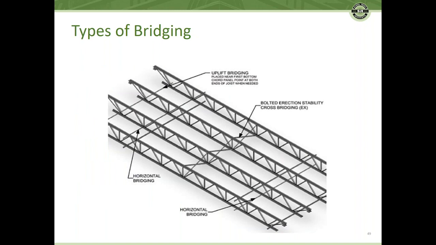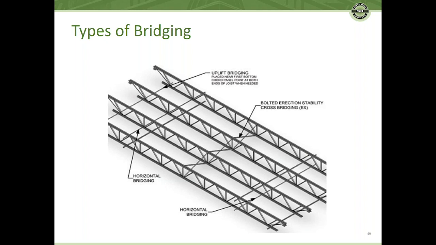Here's kind of a little sketch that shows different types of bridging. There's really three different types of bridging. There's uplift bridging, there's bolted erection stability bridging, and there's horizontal bridging. Bolted erection stability bridging is cross bridging, and that should be installed as the joists are being erected before the hoisting cables are released.